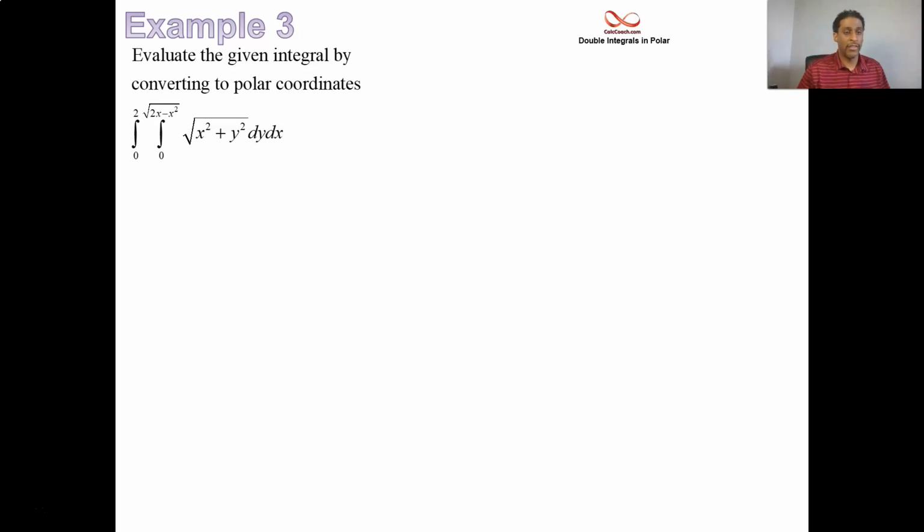How do you get the region? Interior bounds go with the interior variable. Exterior, or the outside bounds, go with the outside variable. And so we have y's that are between the radical and 0 and x's that are between 0 and 2. The issue is this radical. You see, the other two examples had the unit circle and they were straightforward. But this example has y equals the square root of 2x minus x squared.